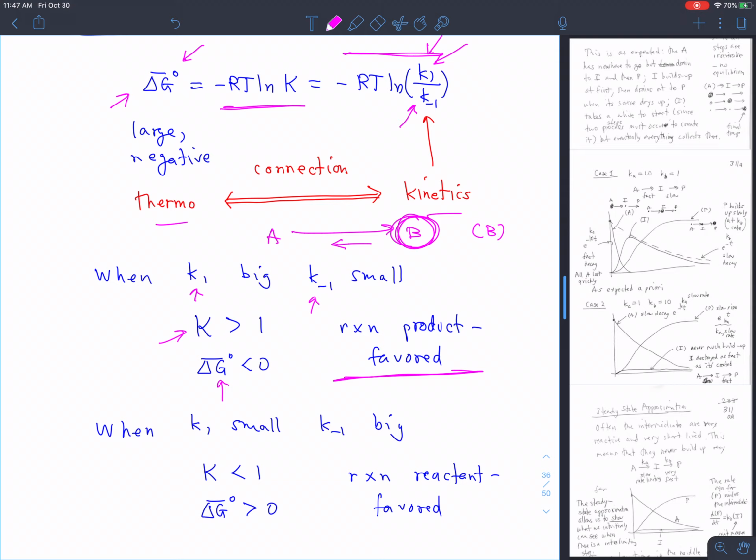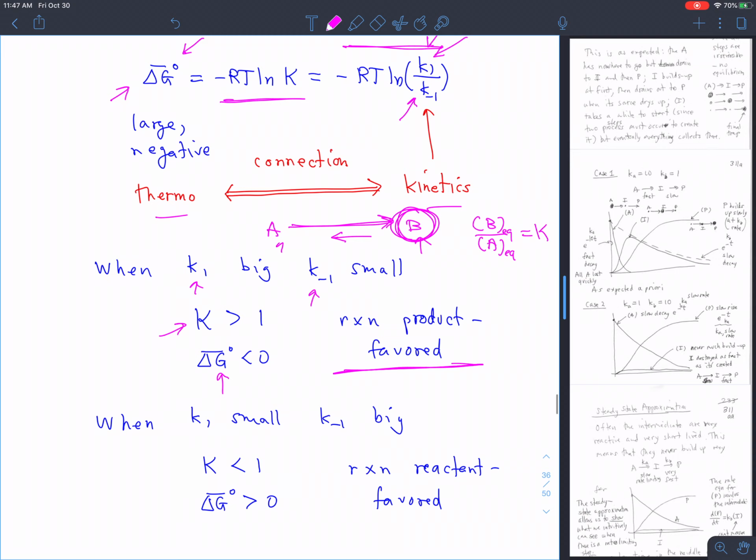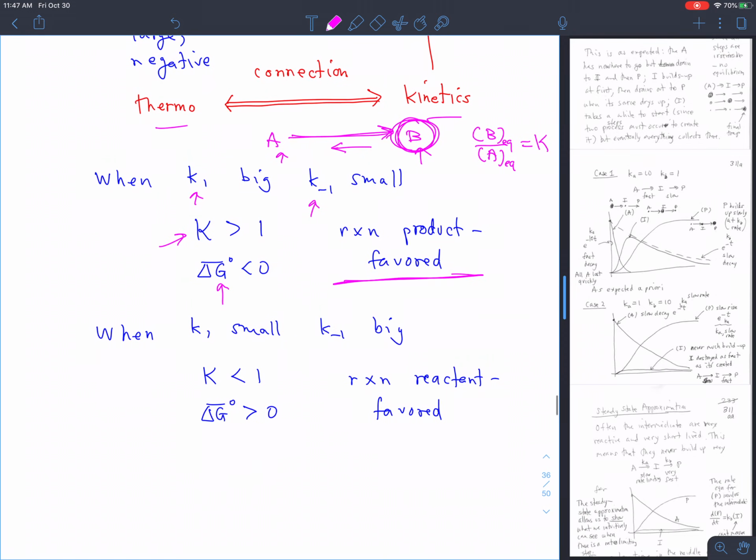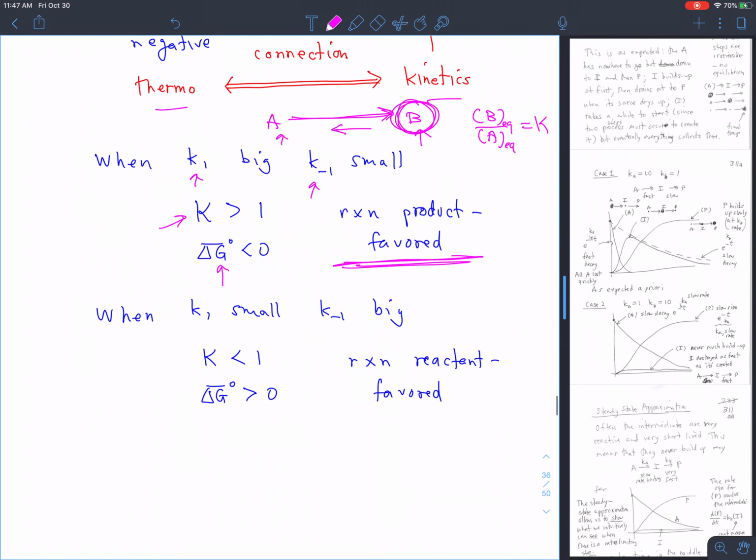Because B over A at equilibrium is equal to K, which is equal to K1 over K minus 1. So if the forward reaction is fast, you're going to get more B when things settle down than you do A. You're going to basically lose most of your A and create mostly B. And so the reaction is product favored as usual.